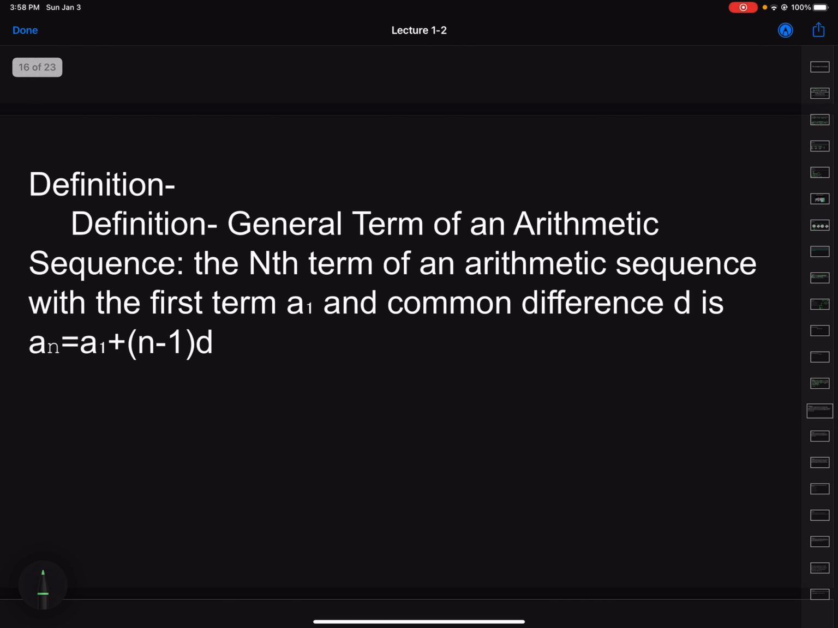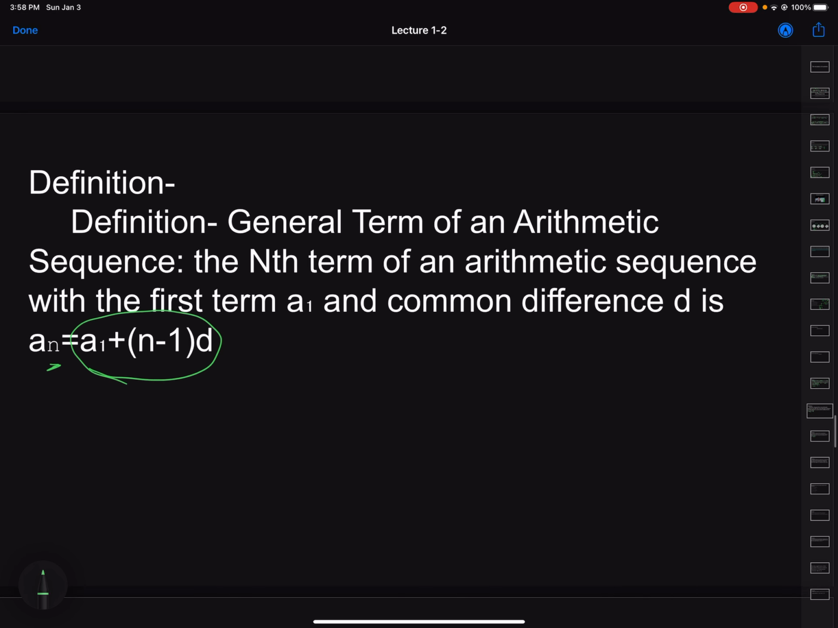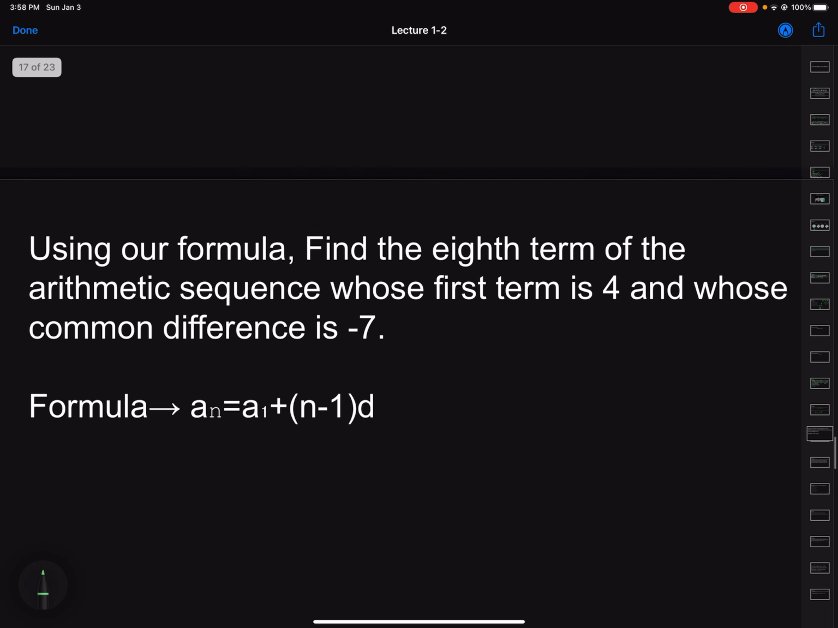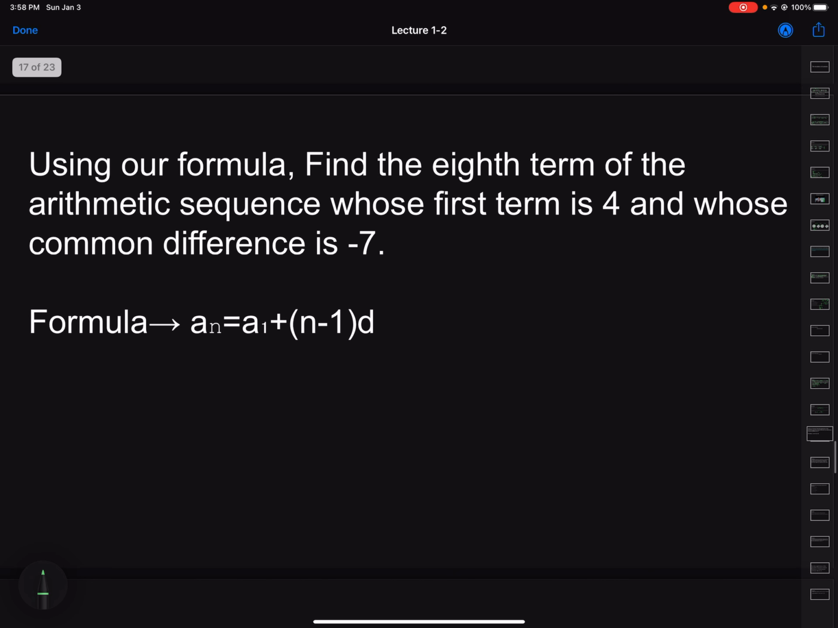So now continuing, we have a little definition here. The general term of an arithmetic sequence, or the nth term of the arithmetic sequence, with first term a1 and common difference d: if you have the first term and the common difference, you can find any term you want with this little equation. a sub 1 plus n minus 1 times d. And we will use that formula, and I have it written on the next slide in case you didn't write it down, but you should be taking notes.